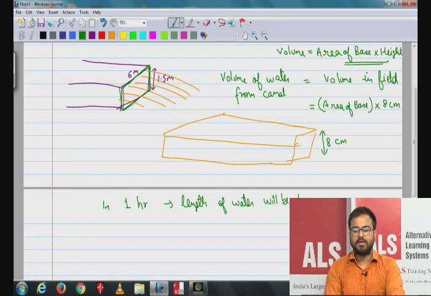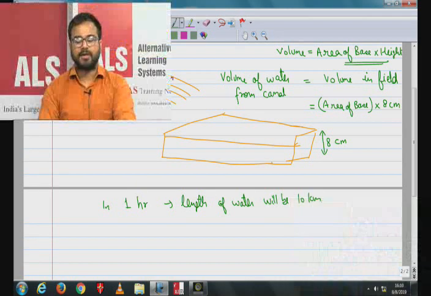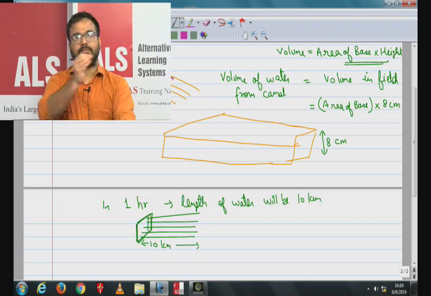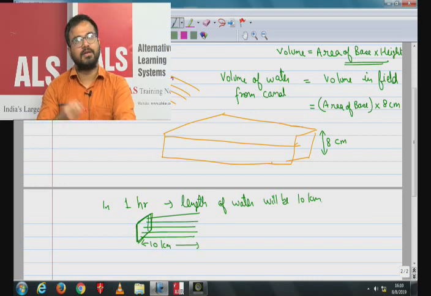will be 10 kilometer. Or to get a better understanding, if this is the face of the canal, then in 1 hour this much of the water will be there, or you can say this length will be 10 kilometer in 1 hour. So if we multiply the area of this face, nothing but the area of the base, by the length of the water which is coming, we will get the total volume.